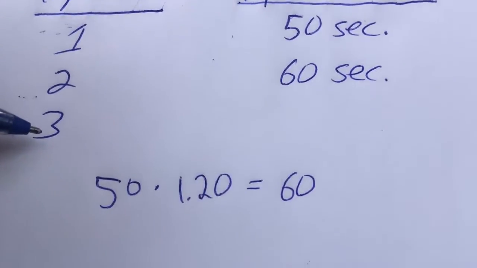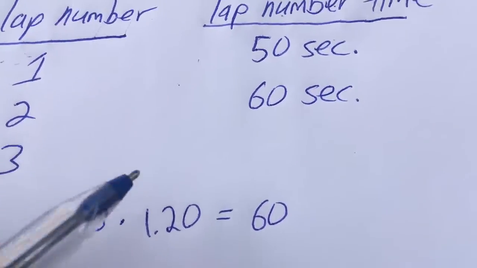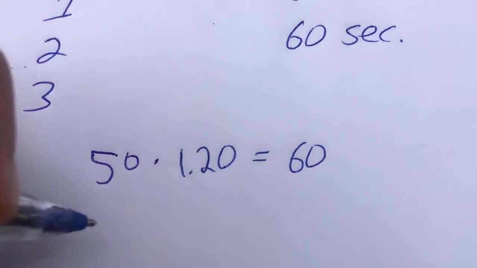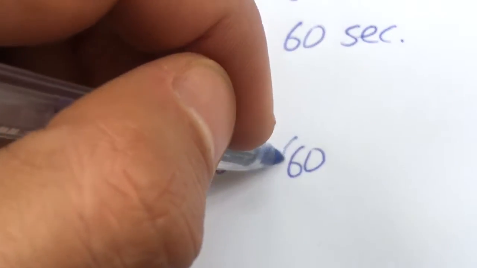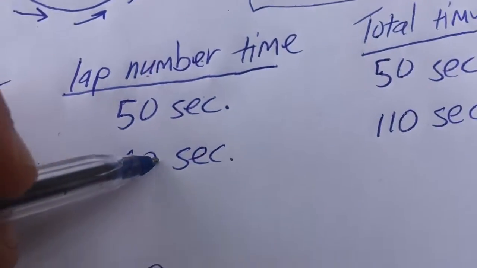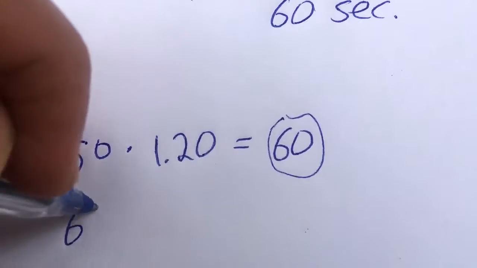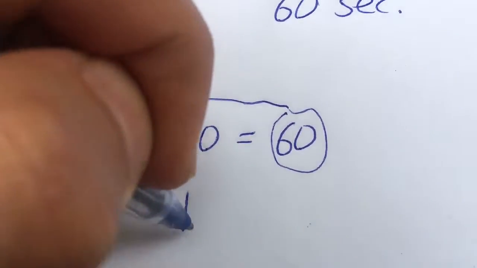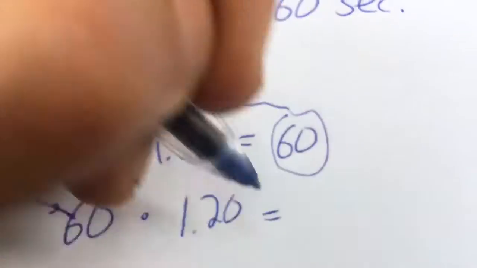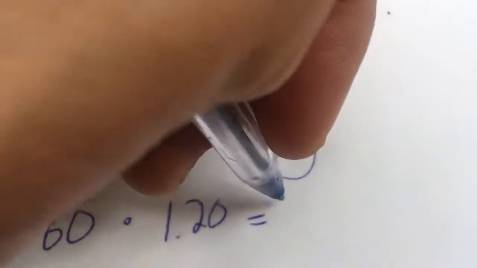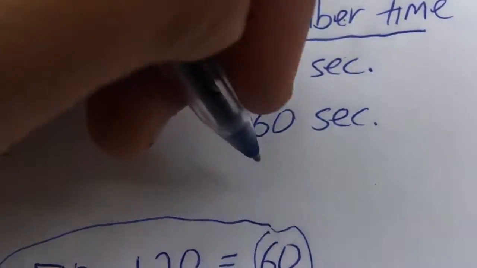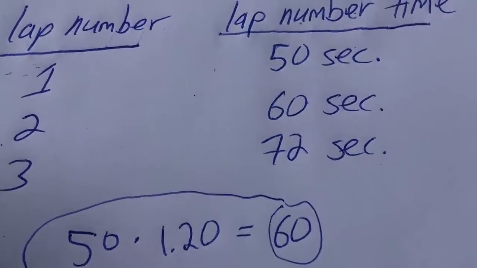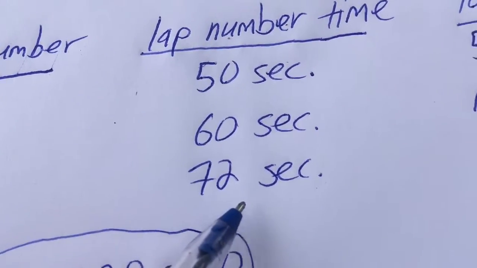Okay, so let's look at lap number 3. For lap number 3, we need to find out how long it took to run that lap. So we're going to say, okay, the previous lap time, 60 seconds. This value will go here, and we'll multiply that by 1.20, and that'll give us 72. So the third lap took 72 seconds to run.